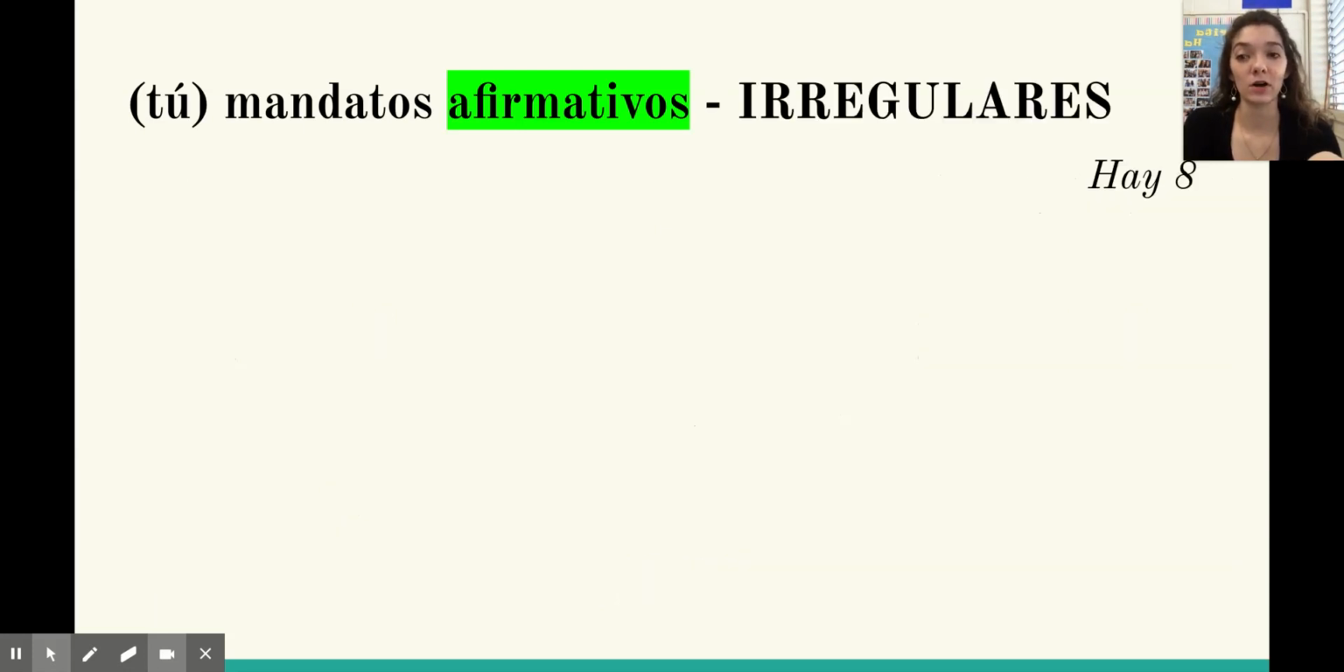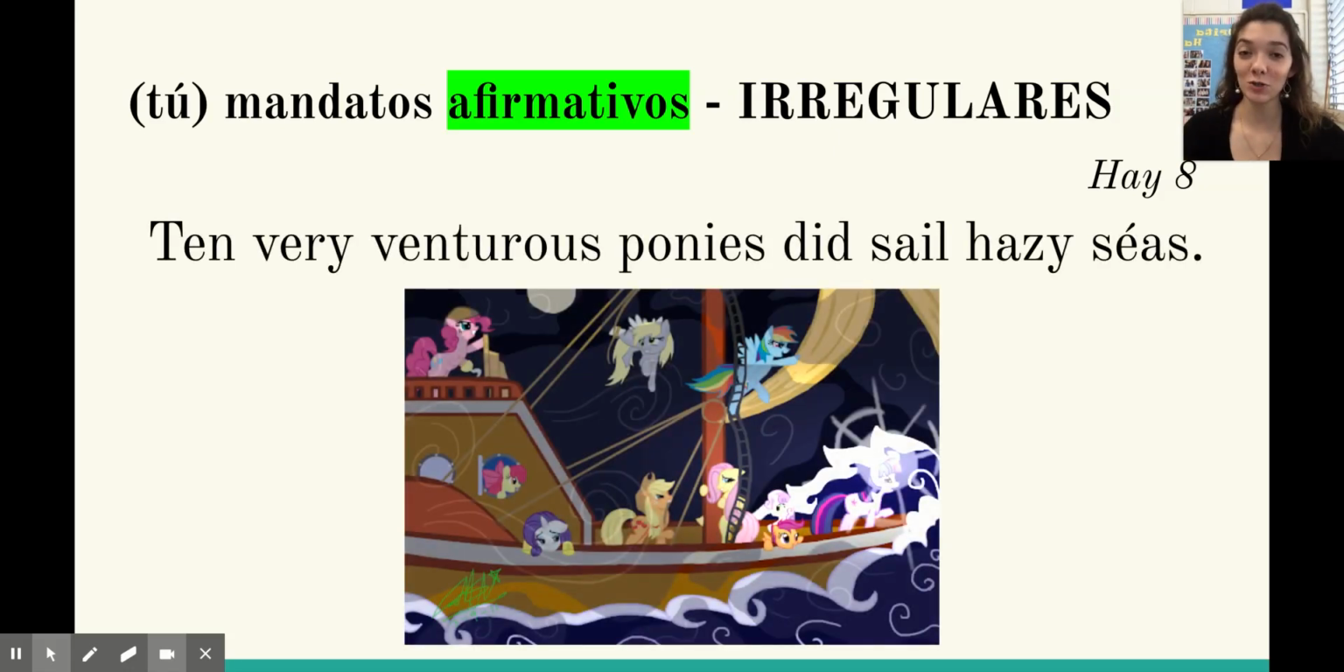Now, there are ocho irregulares. Okay, ocho irregulares. There are 8 verbs that are irregular, so they don't follow the structure. They don't just conjugate to the third person singular. Okay, they have to have this special structure. So what you're going to do to remember these 8 irregulars is you're going to remember Ten Very Adventurous Ponies Did Sail Hazy Seas. Okay, Ten Very Adventurous Ponies Did Sail Hazy Seas.